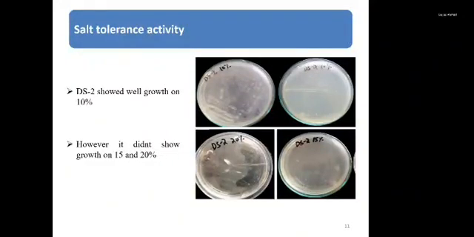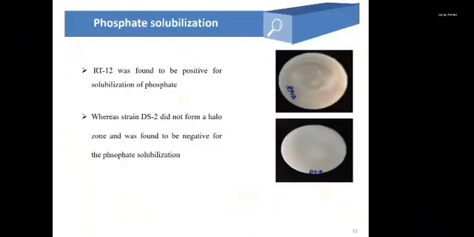So the colonies were not formed at 15 and 20%. It means that they don't grow at this salt concentration. After that, we characterized the bacteria to see whether they have the properties to promote plant growth or not.